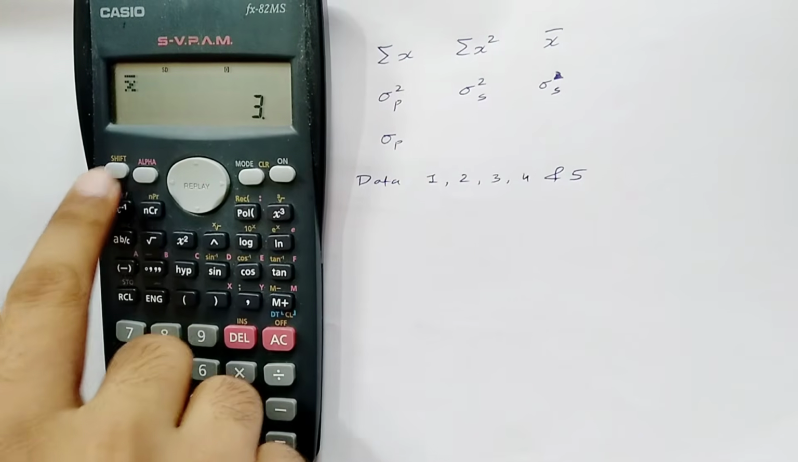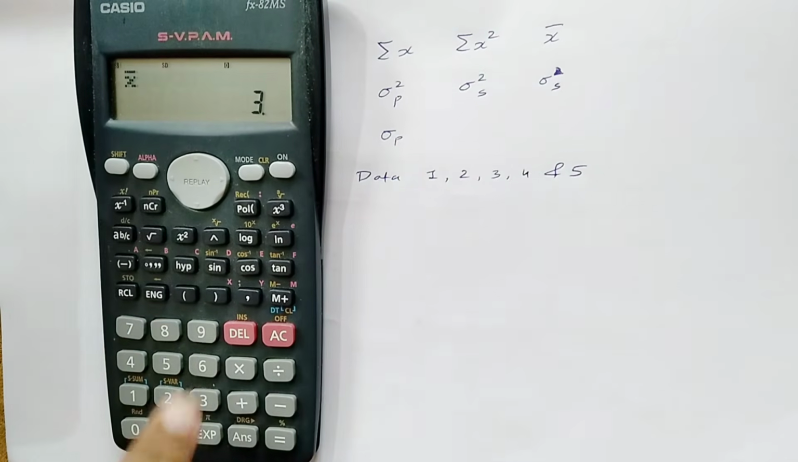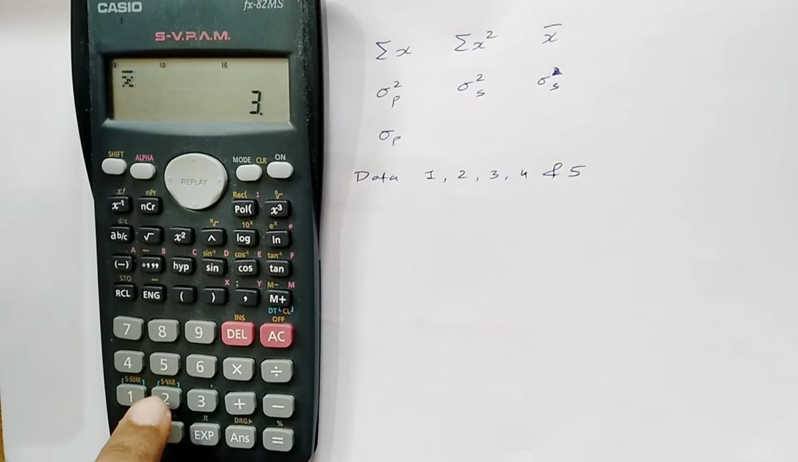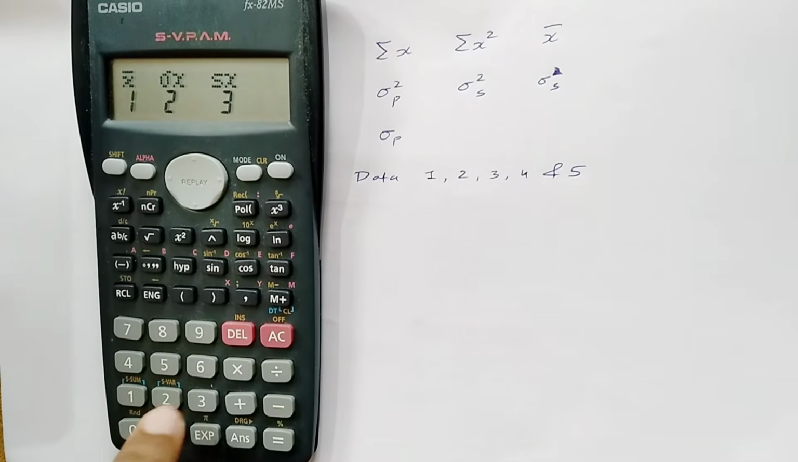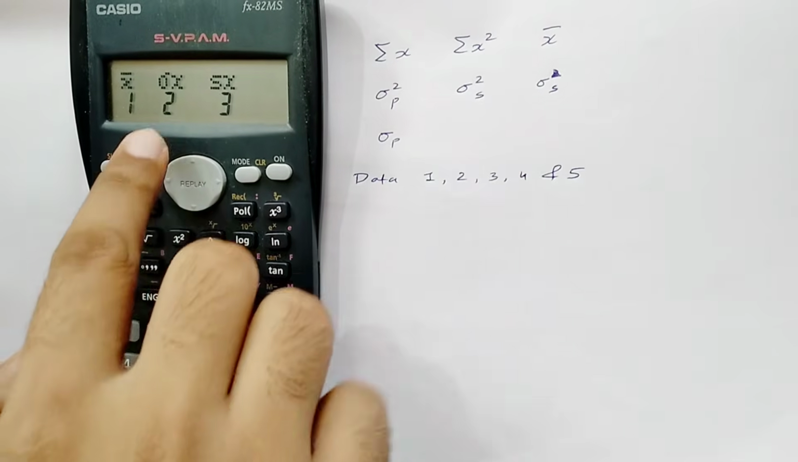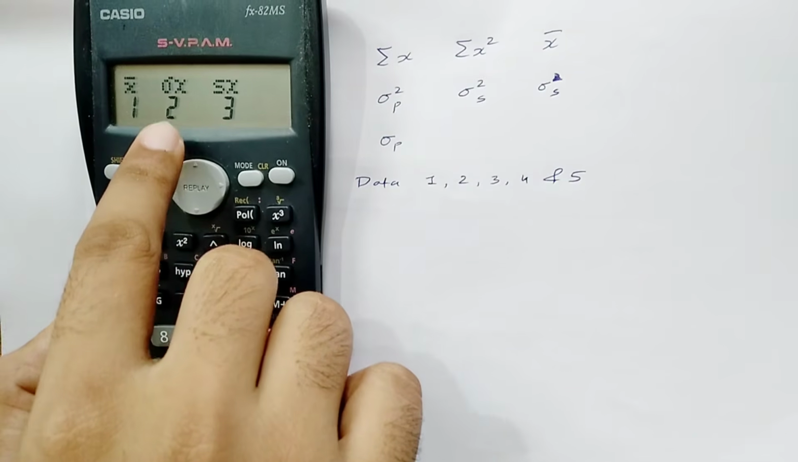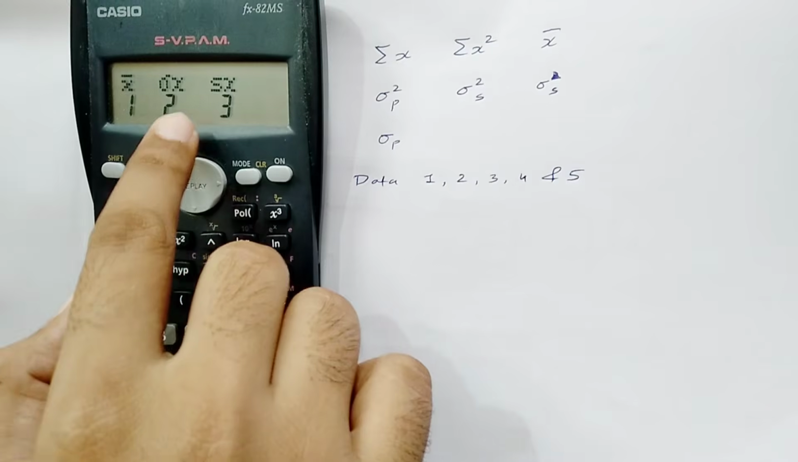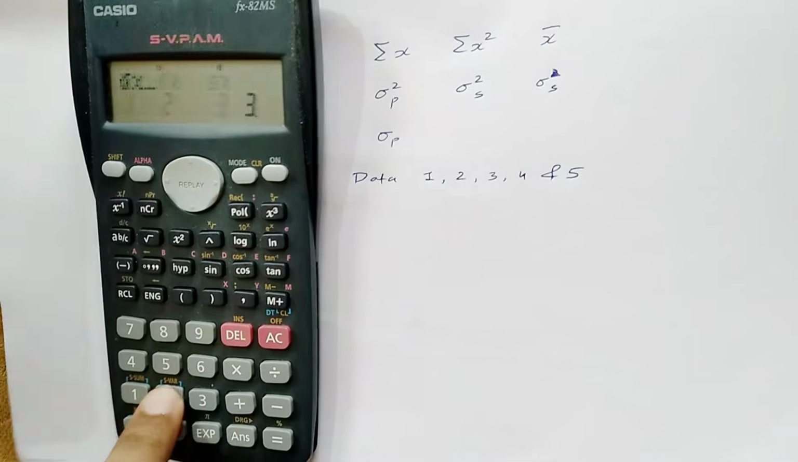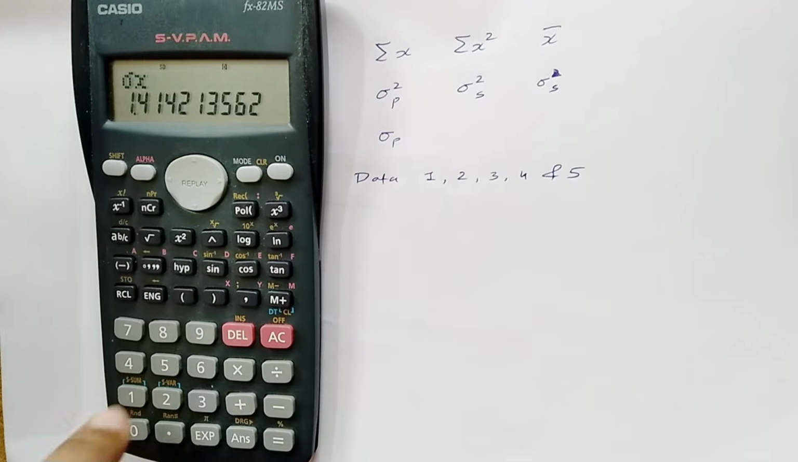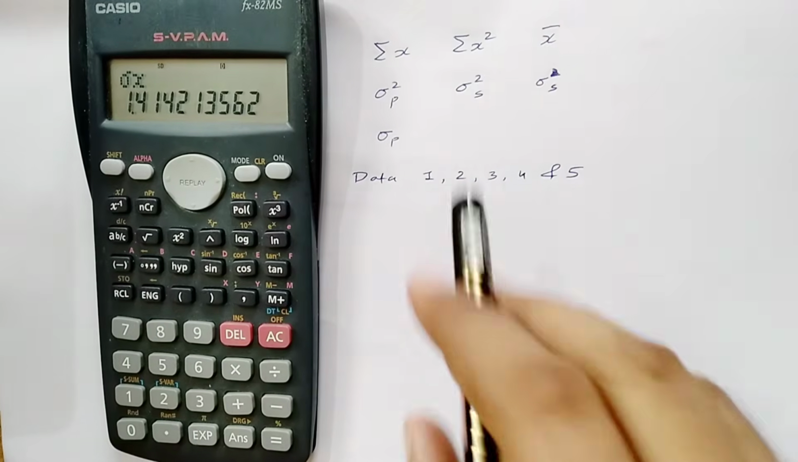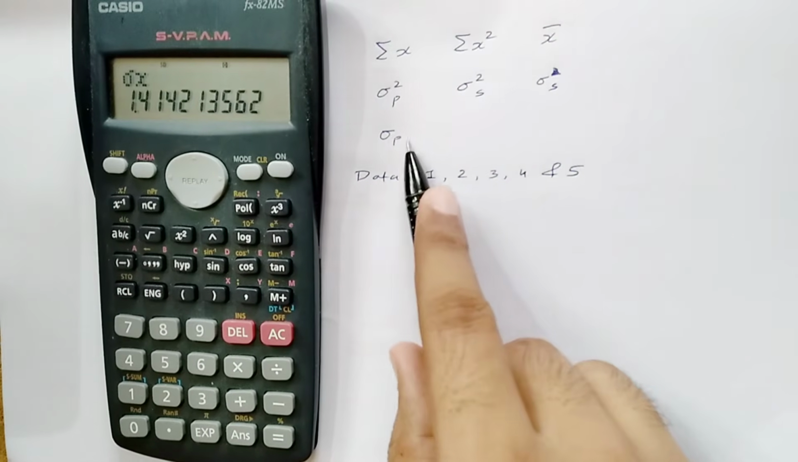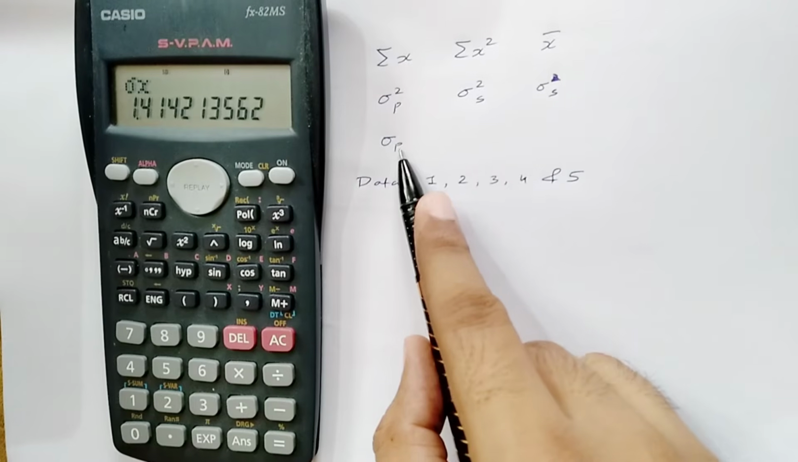Now we want to calculate the standard deviation. So shift and then press 2. Now here sigma x, that means the standard deviation of the population. So we will press 2 and equal to. So that is 1.41. We get this value. So we get the standard deviation of the population.